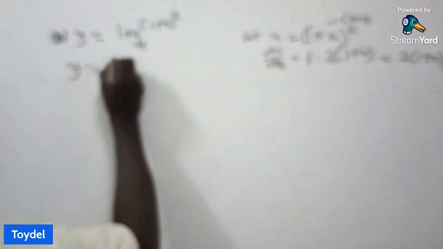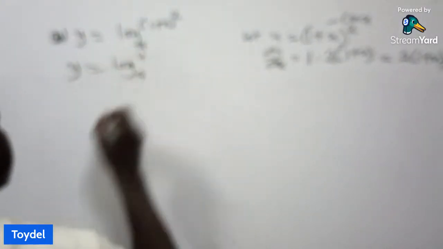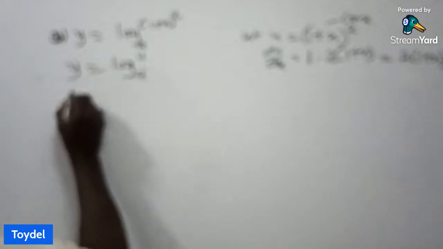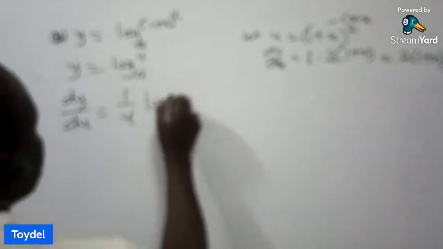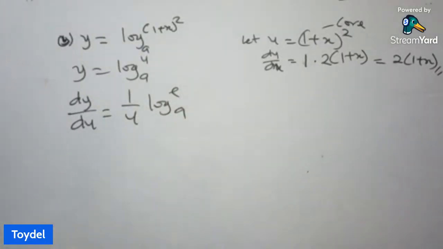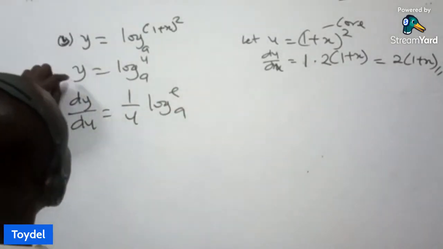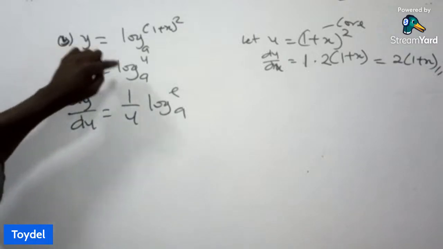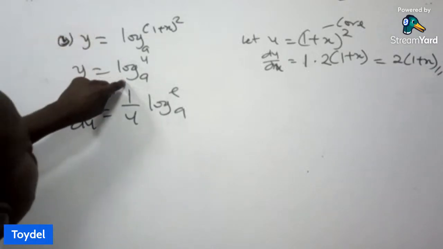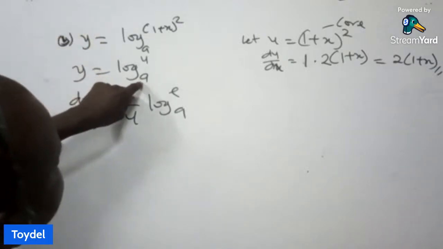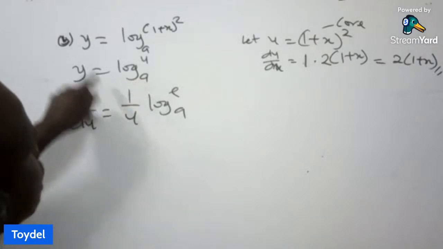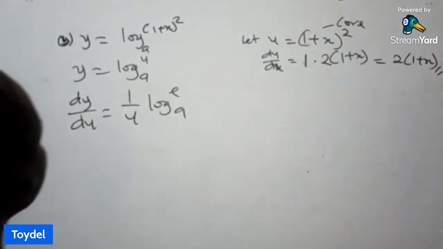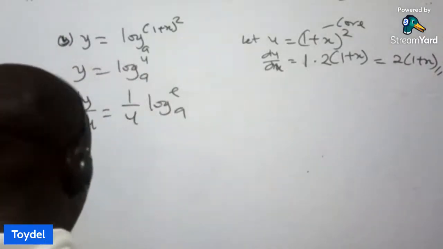So that y will be equal to log_a u. If I differentiate dy/du, I'm going to get 1 all over u log_e a. Please check from the outset: if your function is not the natural logarithm, that is the base is different from e, then the derivative is given as this. So at the end of the day, I'm going to combine the two.